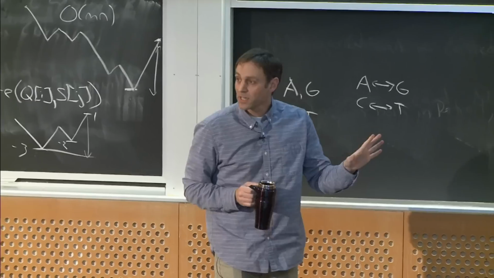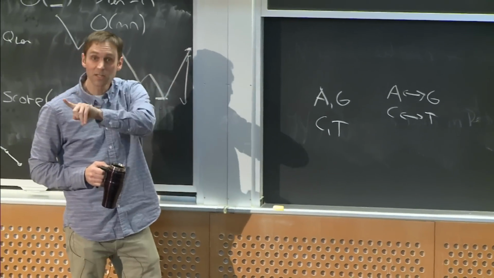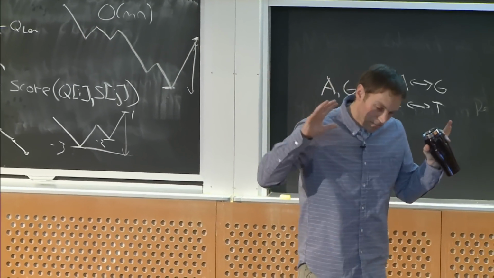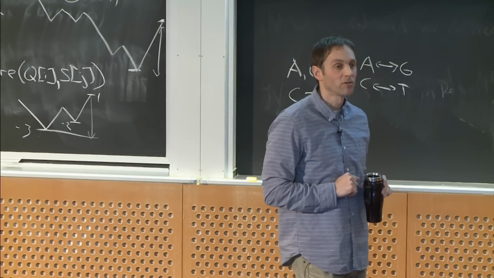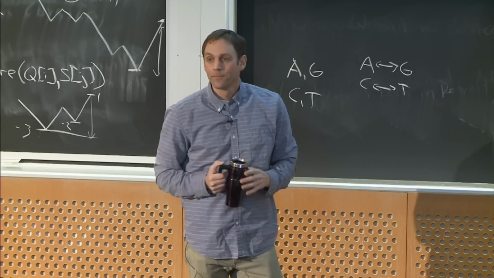But for simplicity, just to keep the math simple, we're just going to go with one mismatch penalty. But this is a good point. In practice, you might want to do that. Okay, so now I'm going to limit you to one mismatch penalty, but I'm going to let you choose any value you want. So what value should you choose, or does it matter?